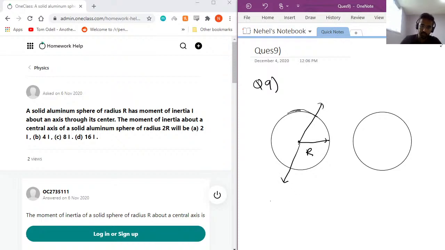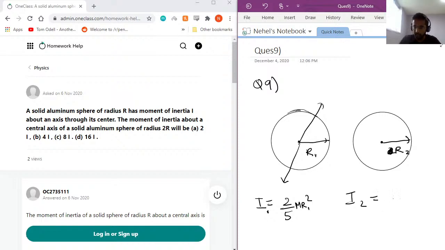we know that the formula for the moment of inertia is 2/5 mr squared. Now the question asks, if we have another sphere whose radius is actually 2r, twice the radius of this other sphere, what would be the moment of inertia in comparison to the original one? This is equal to I1. So I2 equals, let's call this R1 as well. This is R1, this is R2.